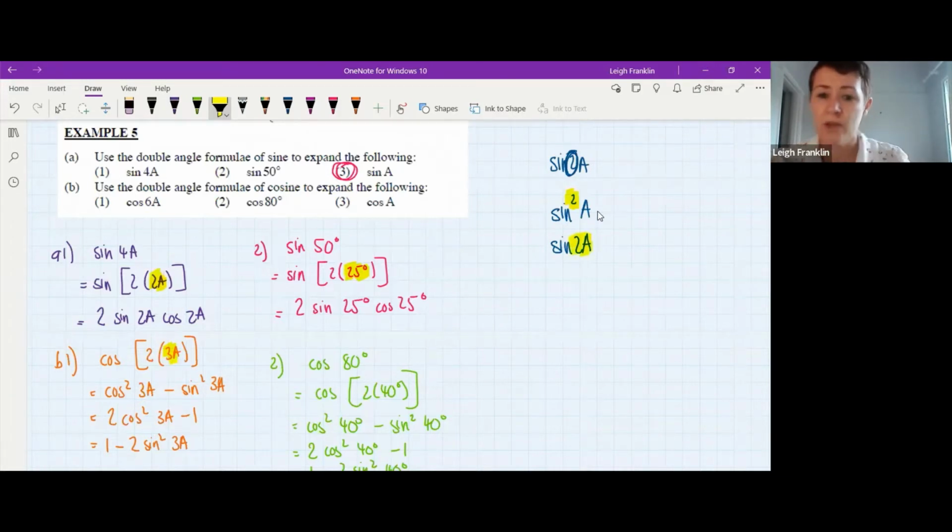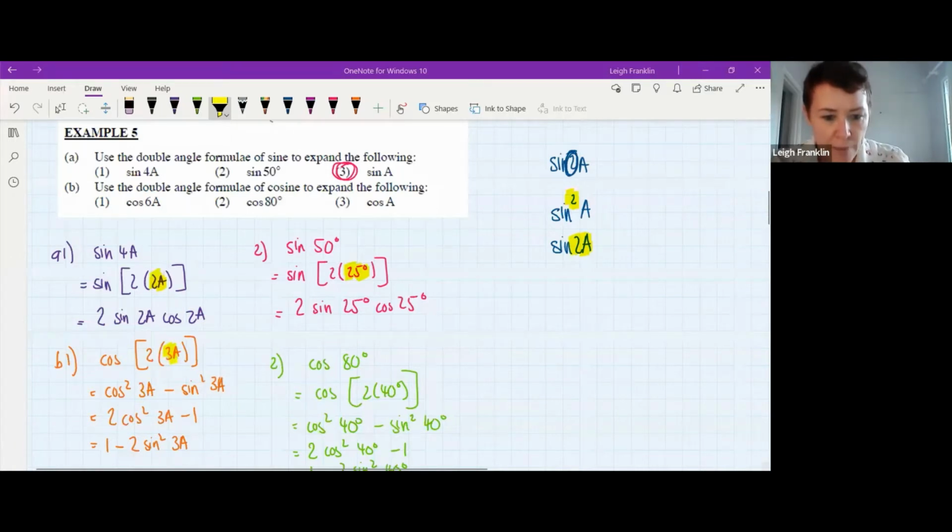Did you want to say something, Coco? Yes, I've got a question here from Kumo. She says, ma'am, could you explain why in A, it would be 2 sine 2A cos 2A and not 2 sine A cos A? Oh, with pleasure.